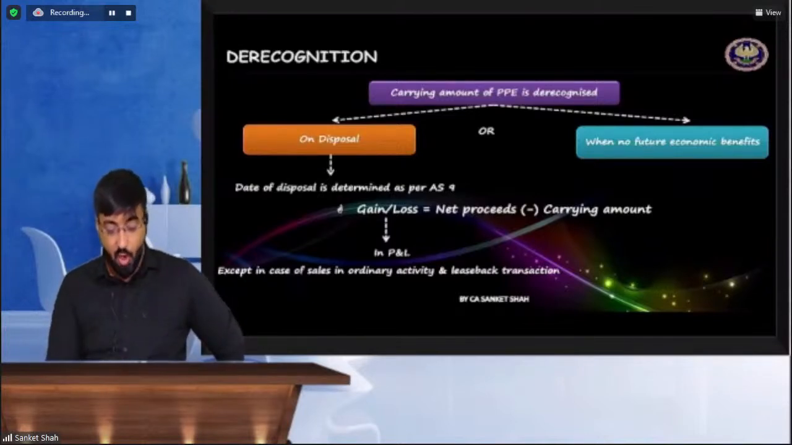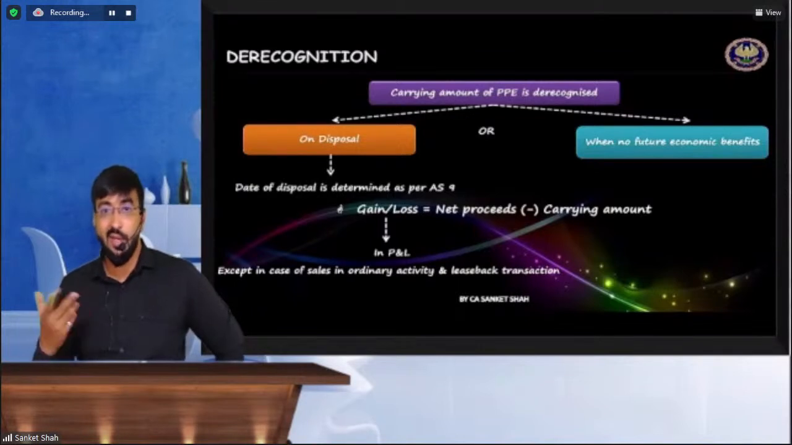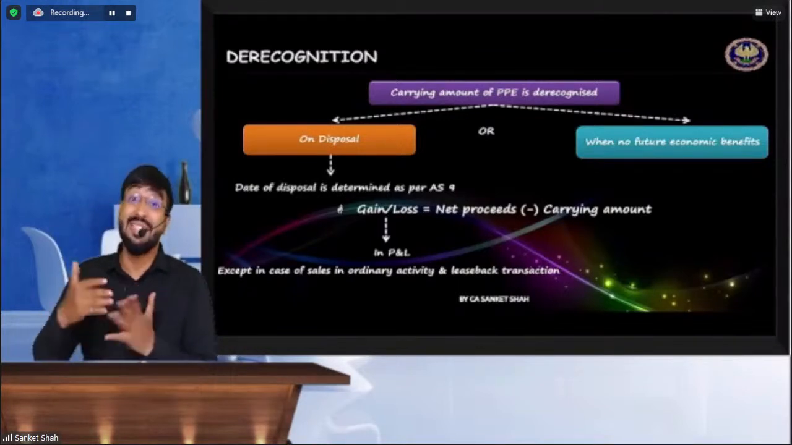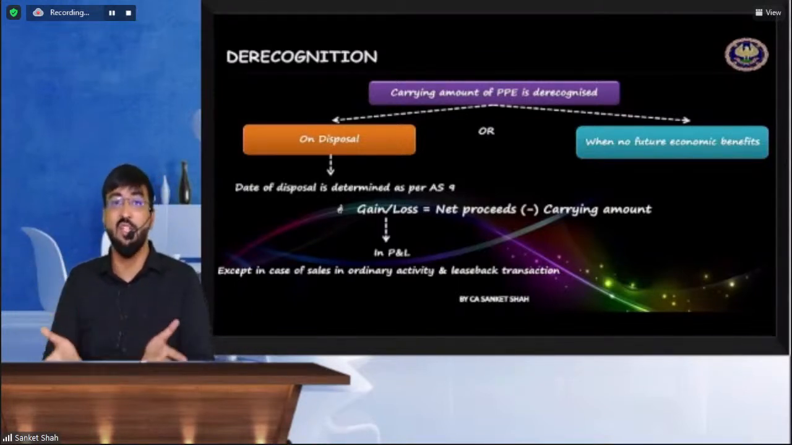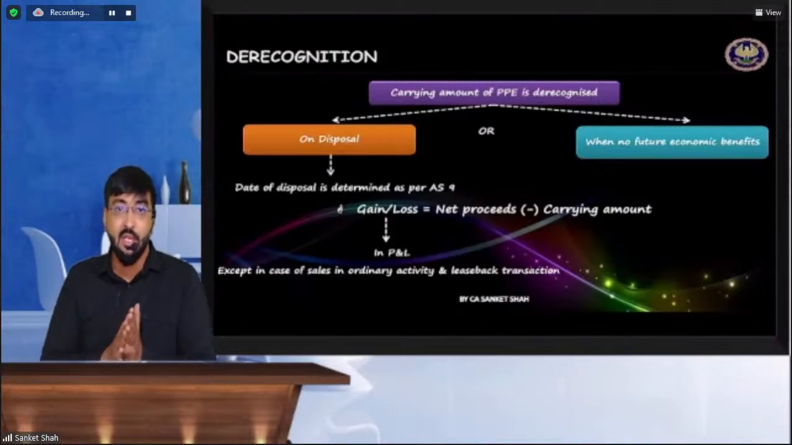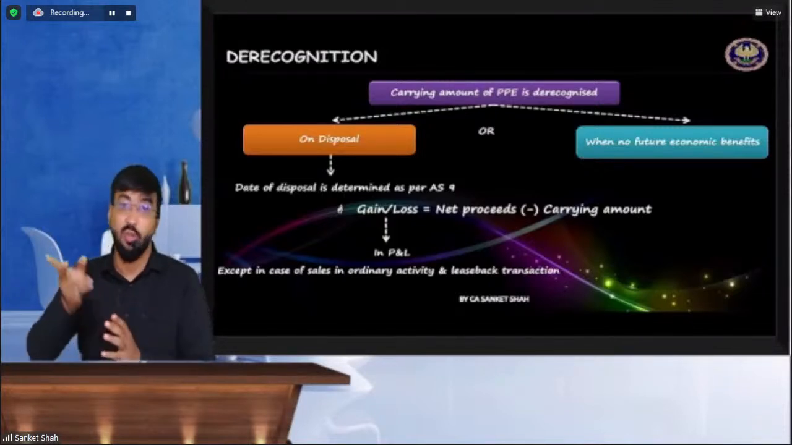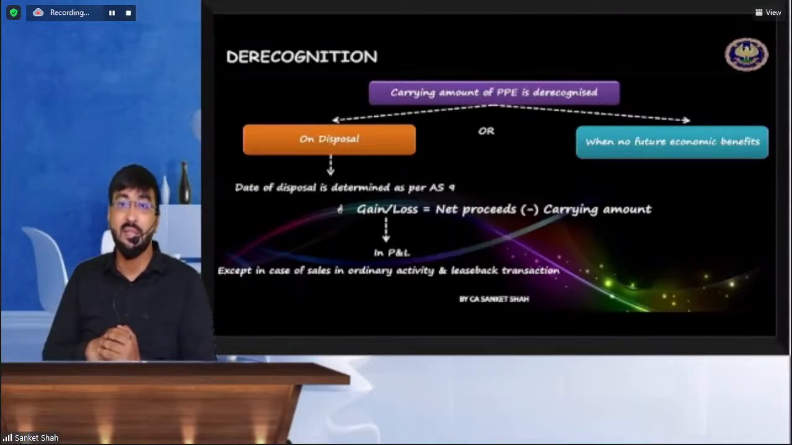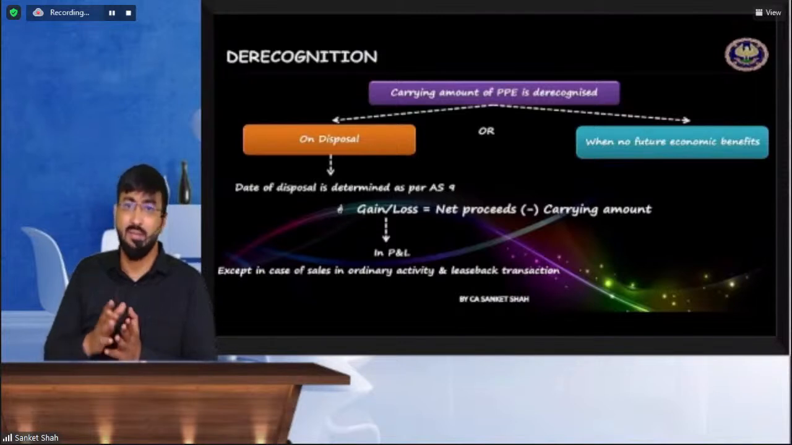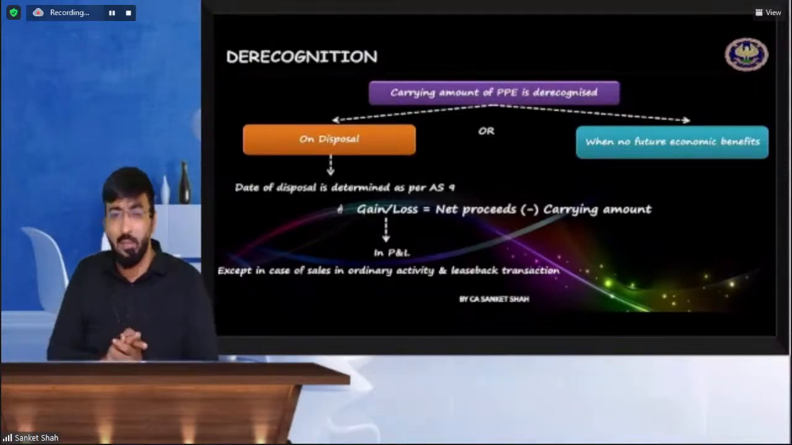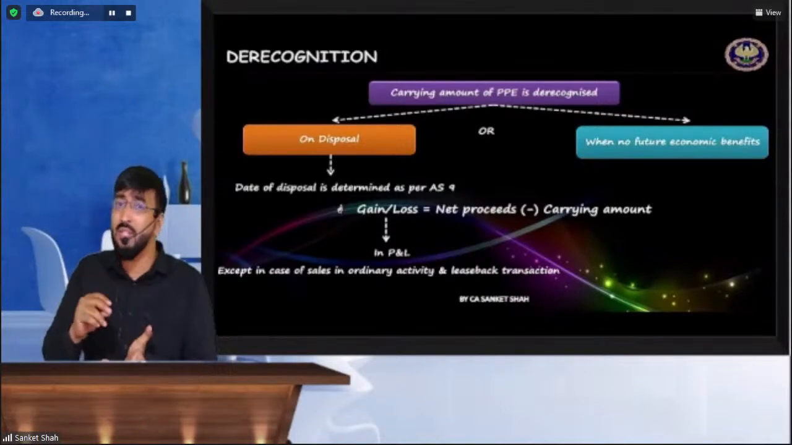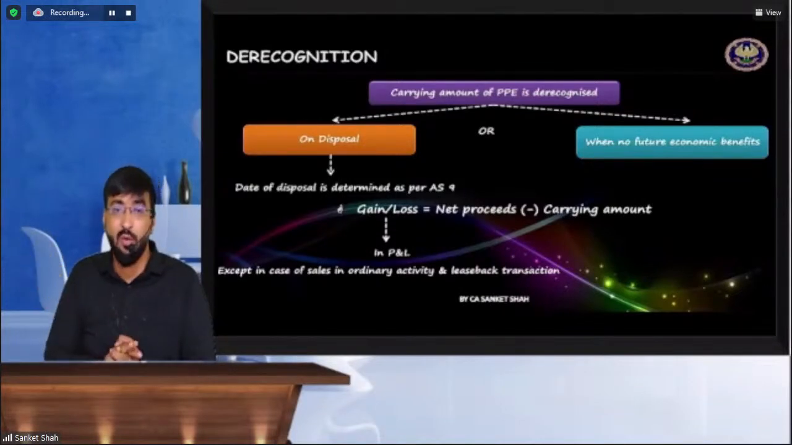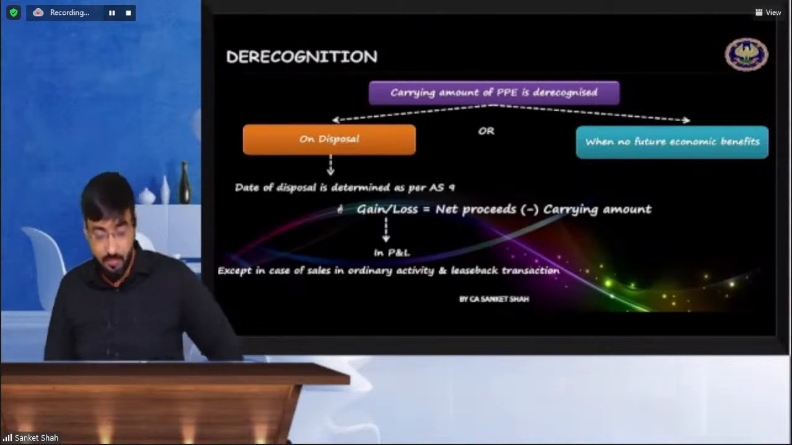So on disposal, when you are not getting any future economic benefits, discard it, remove such an asset from your books. That is called derecognition. There is a difference between derecognition and retirement. Retirement means it is no more in active use. Maybe if you sell it, you will get some amount. That is retirement. And derecognition means now you don't have to show it in your books of accounts.